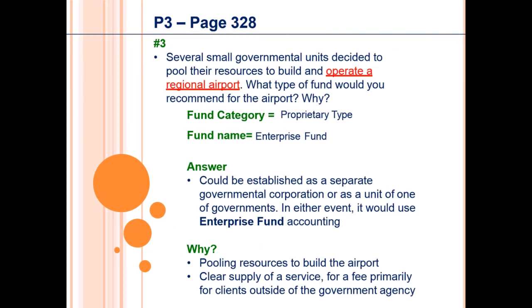Here's our third problem, where you can see some governmental units have decided to pool their resources. And they are going to build and operate an airport. I know some of you may have immediately thought capital project fund, but recall that if this is not the general government, which an airport is generally not, we're going to use proprietary type. And because the main primary customer isn't just the government employees, it needs to be enterprise.